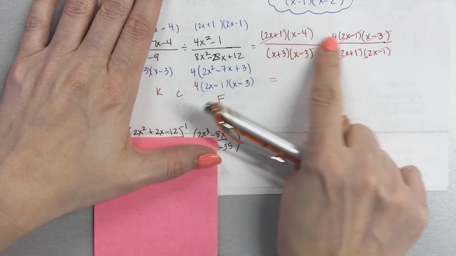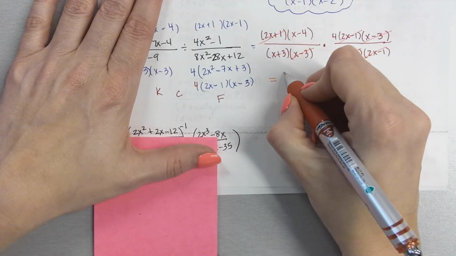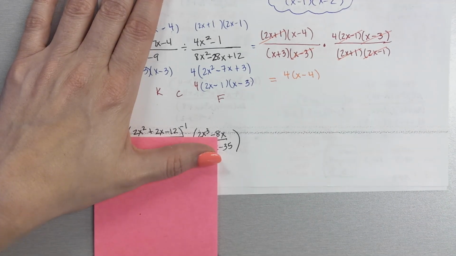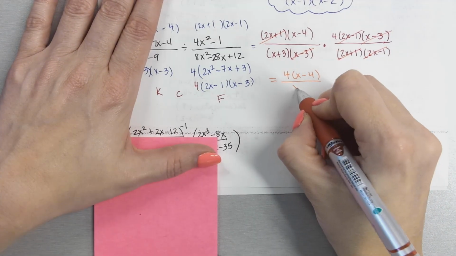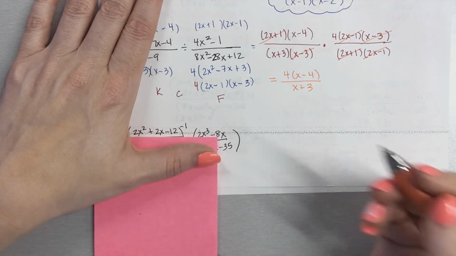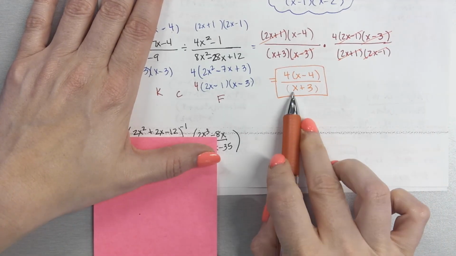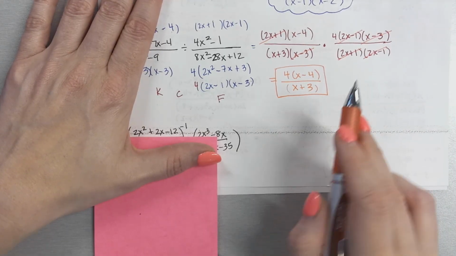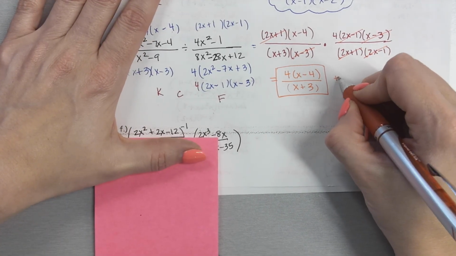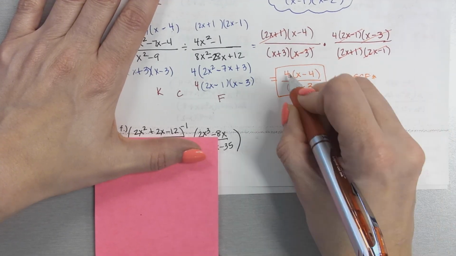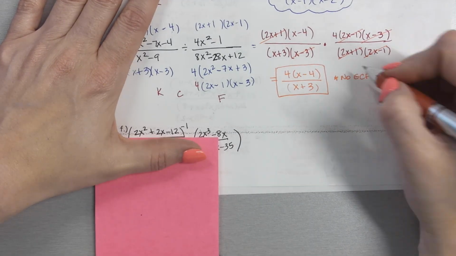All right, so what's left? I have a 4 and an x minus 4. I'm going to leave it in factored form, no GCFs. And then x plus 3, and if you want to leave it in parentheses, you can. Okay, sometimes that helps you from canceling things out that can't be canceled. Okay, so make sure, no GCF. Make sure you factor it out.